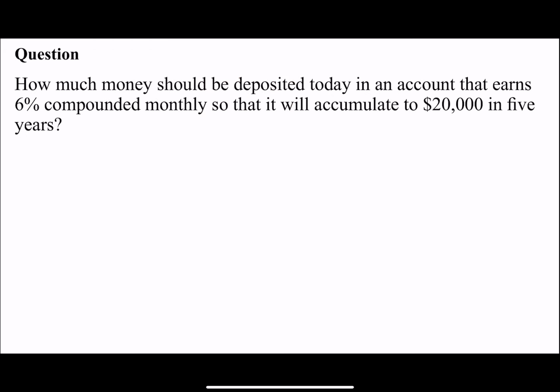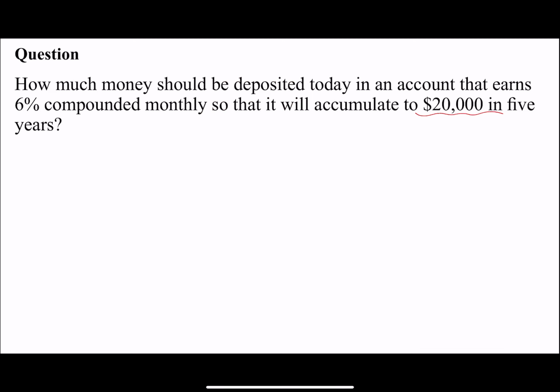Here we go. For example, in this question, it says how much money should be deposited today? It's asking for the principal in an account that earns 6% compounded monthly so that it will accumulate to 20,000 in 5 years.